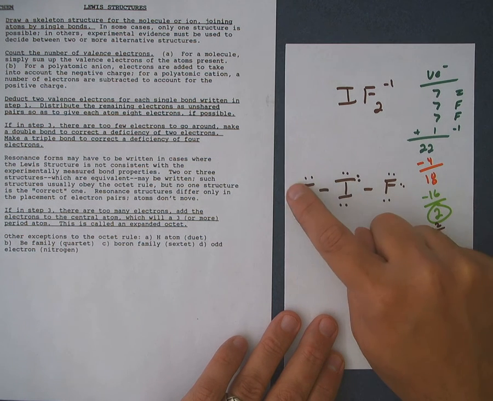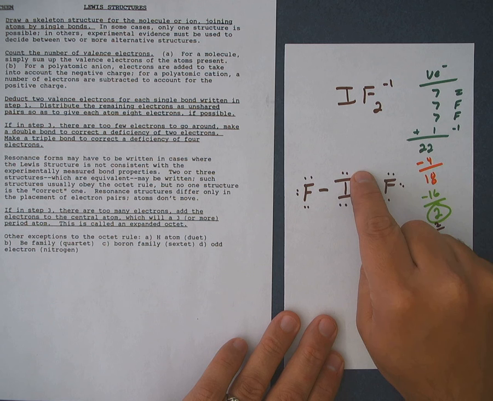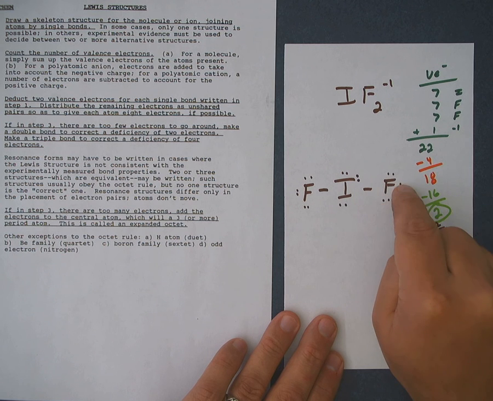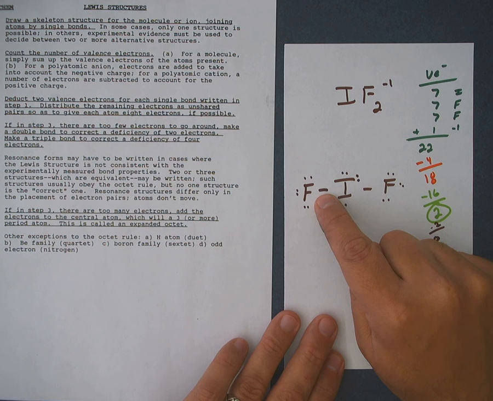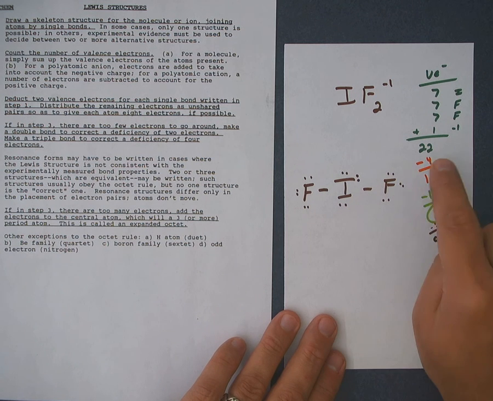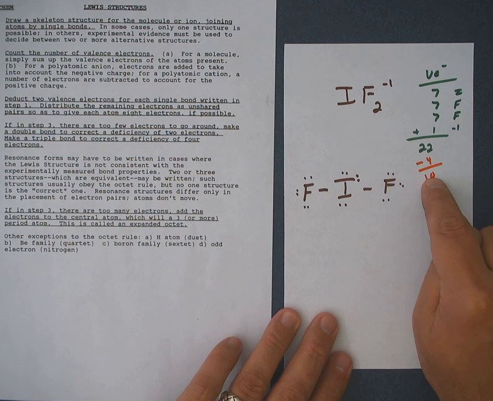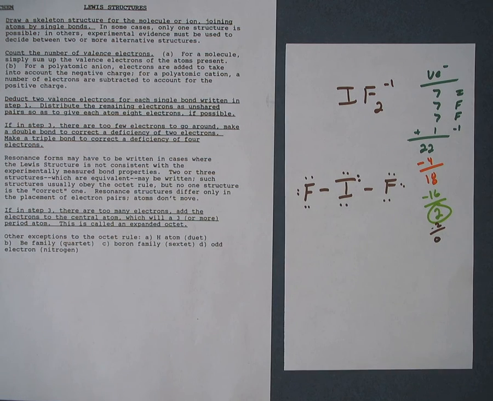I go 2, 4, 6, 8, 10, 12, 14, 16, 18, 20, 22. So if I count the sticks as 2 electrons and the pairs of dots, I can get to 22, whether I do the orange work or the lime work in my head.